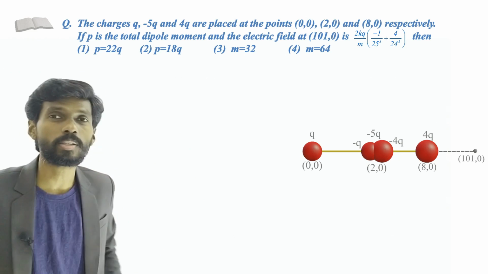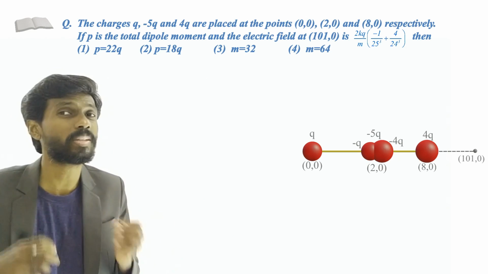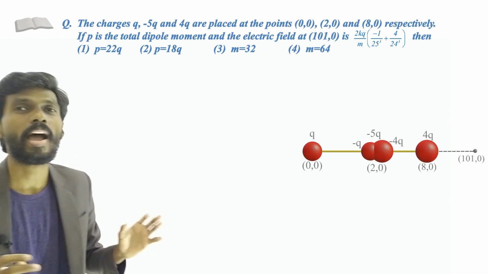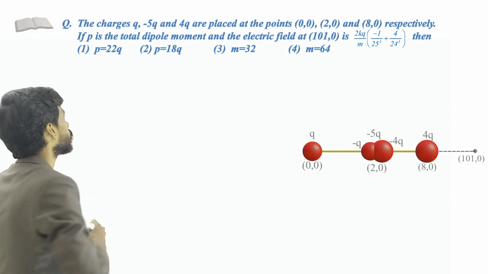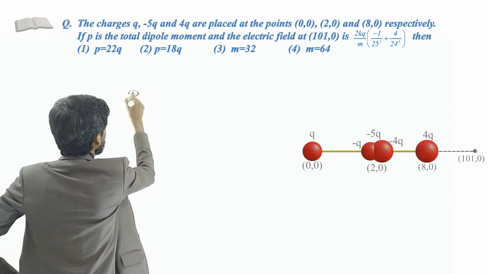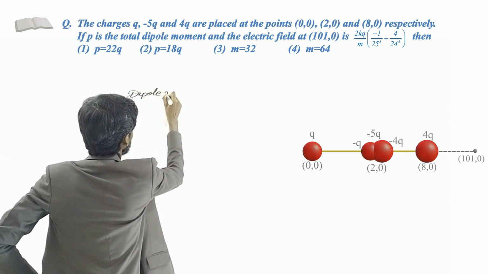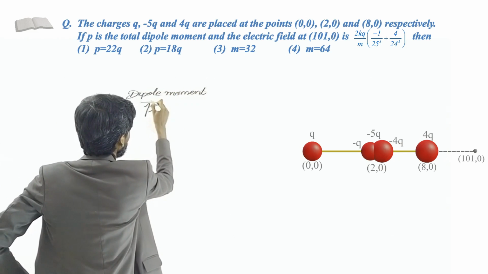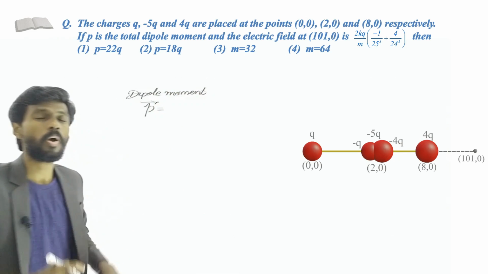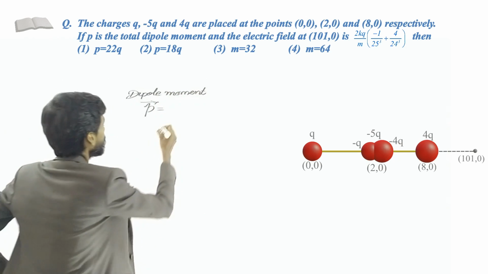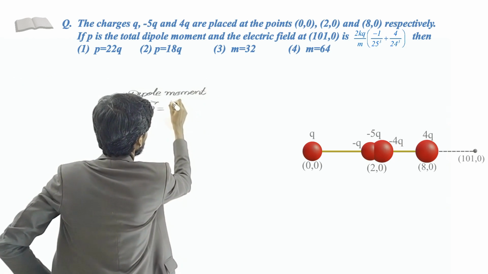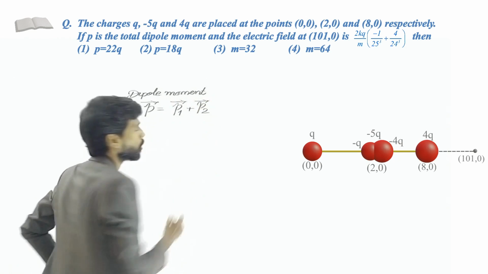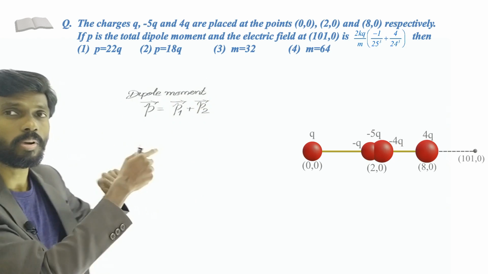We have to find the total dipole moment. So we have to find the vector sum of these two dipole moments, finding them separately. So the total dipole moment, the dipole moment P vector, is the dipole moment due to both these dipoles. Let us take one of these dipole moments to be P1 vector, and the other one P2 vector. P1 is due to the first dipole having charge q and minus q.